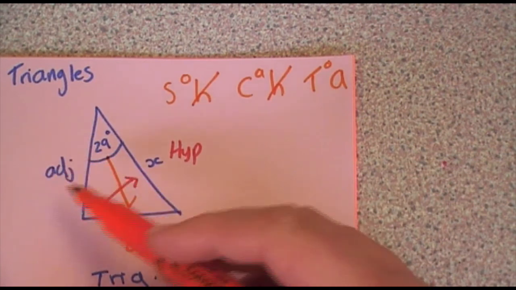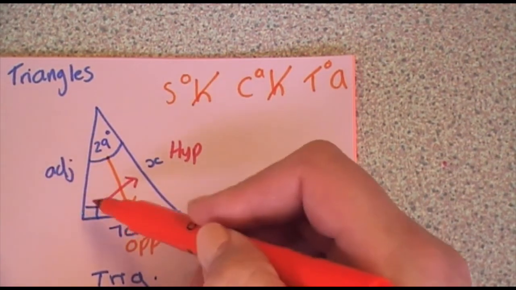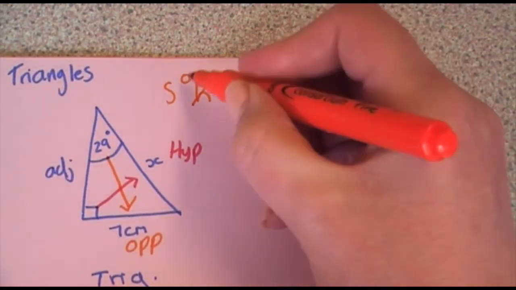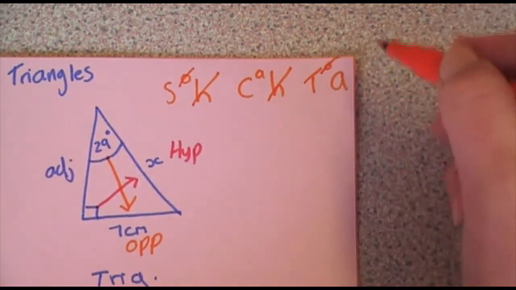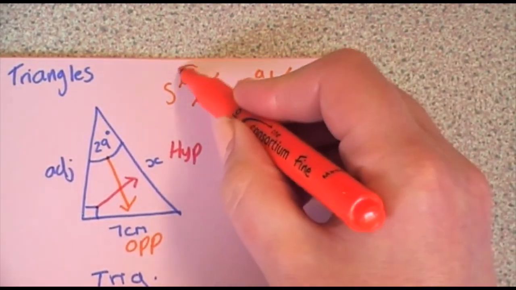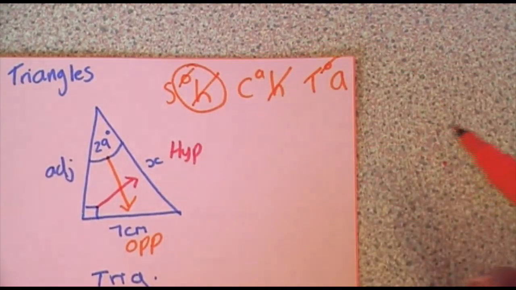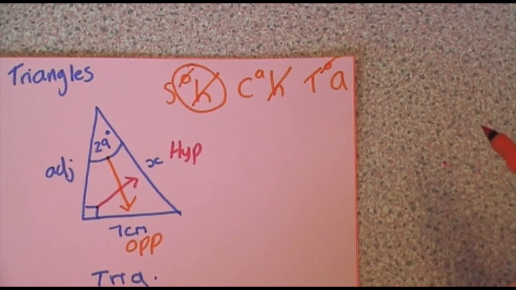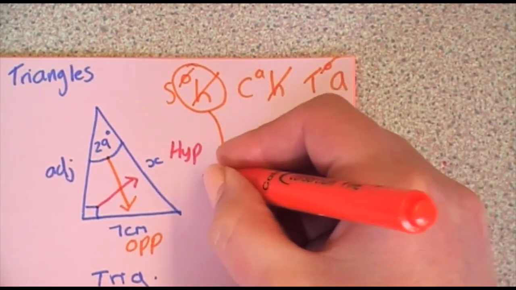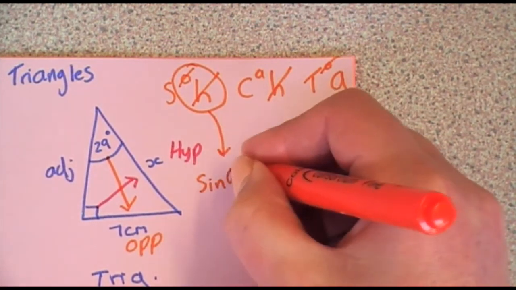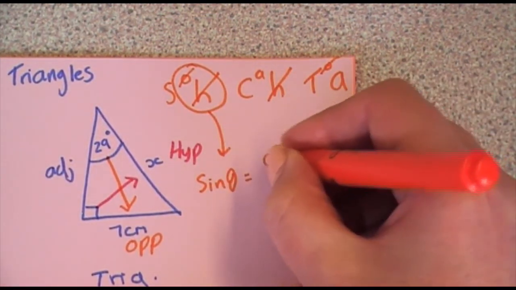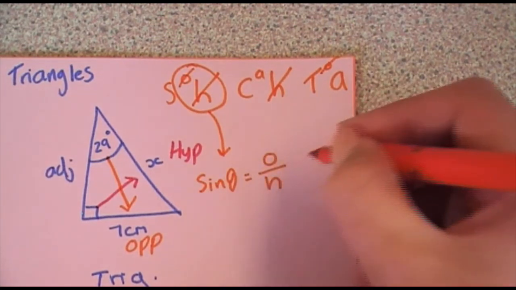The adjacent, I don't have anything for that. I'm not using it. The opposite, I've been given that, so I am using it, so I can cross out my O's. Now, when you've done that, you will realise that there's only one of them that has both sides crossed out. That is the trig ratio we use. So in this case, it's sine of theta equals the opposite over the hypotenuse.